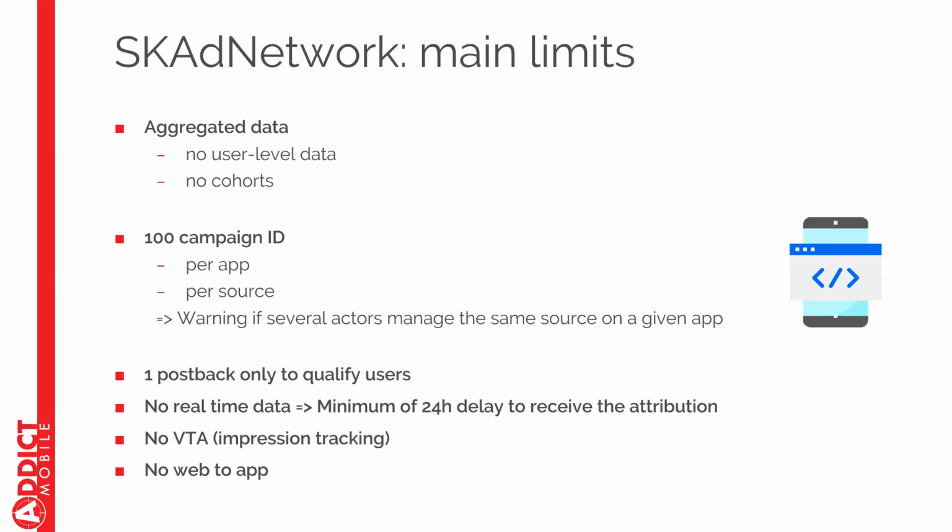The final thing is there is no web-to-app tracking, meaning that if you are, let's say, on Safari on mobile, and you have an ad pushing to the store to download an app, it won't be tracked through SKAdNetwork, because SKAdNetwork doesn't track this. So only app to app, basically. Those are some of the limits. There are others that I won't dig deeper into, but feel free to check on the web. These are the main ones that we need to understand.